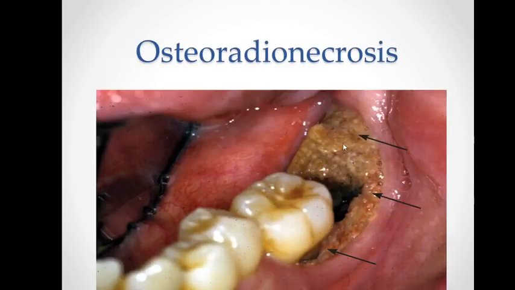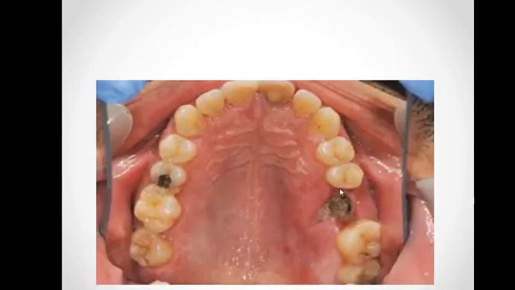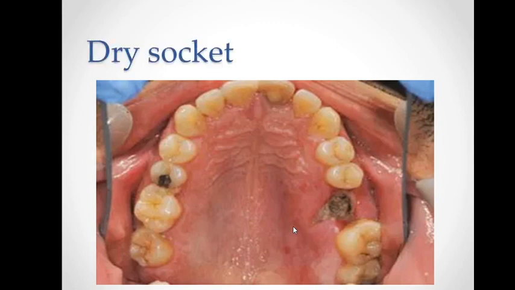Here we have osteoradionecrosis, after extraction. This is necrosis of the bone after extraction. Here also, this is after extraction. This is a dry socket, and we talked about it before. A patient coming to the clinic with a swelling. Now this is how to diagnose it. Clinically this is a swelling.